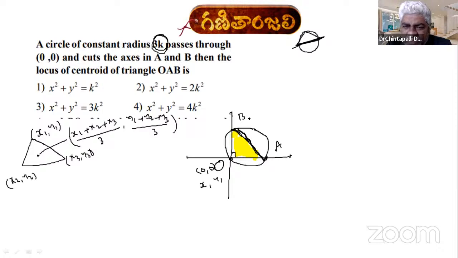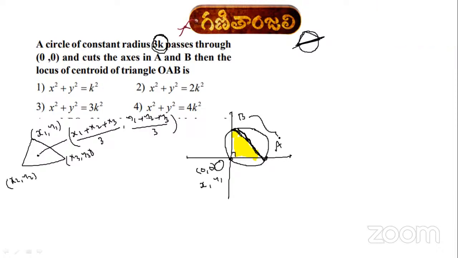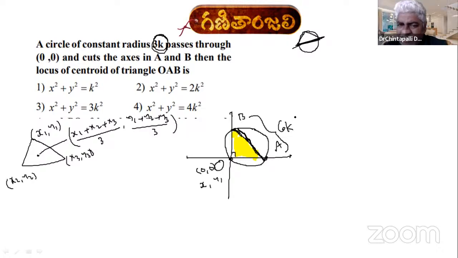Radius is 3k. So what is the diameter? 6k. Diameter is 6k, right? That means AB is equal to 6k. Students, A and B, right?